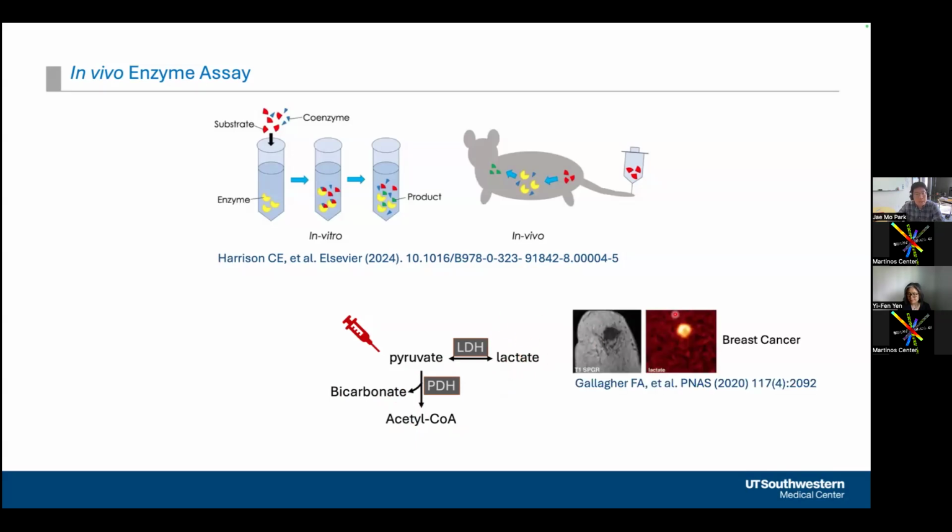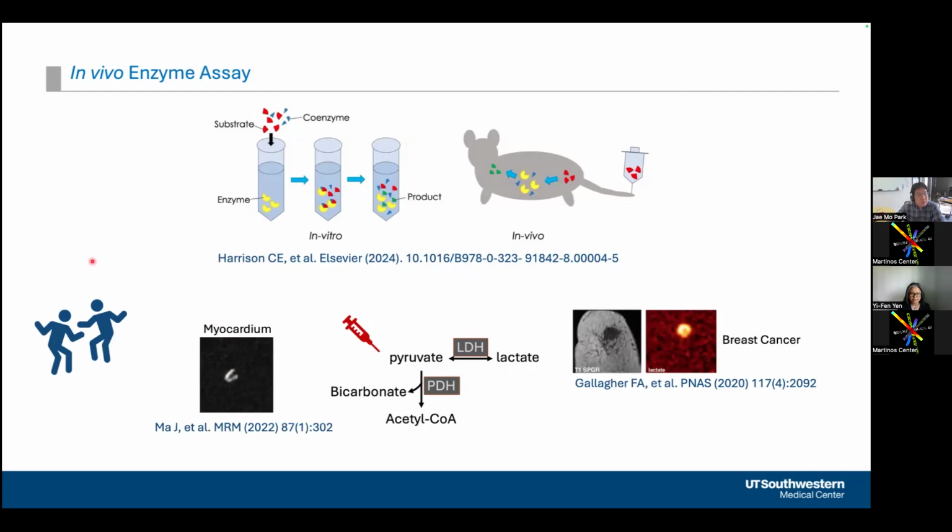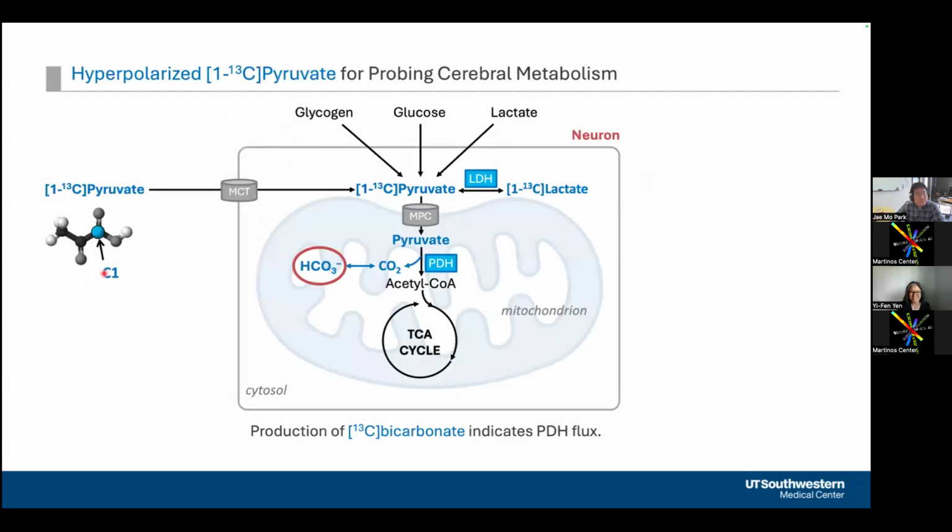This is patient data published a few years ago from the Cambridge group, a human patient with breast cancer, and you can see a large amount of lactate production in the tumor area. And this is our data acquired at Southwestern, of the myocardium in the long axis plane, so you can actually see the myocardium from the human heart. So everybody is excited about this.